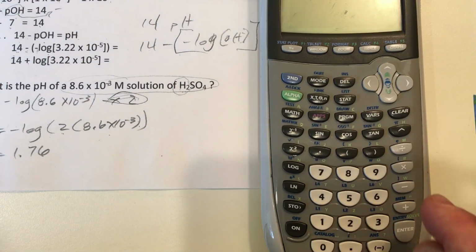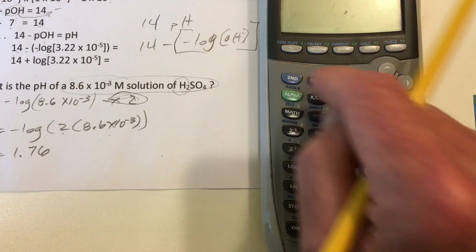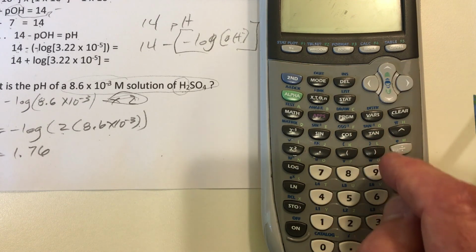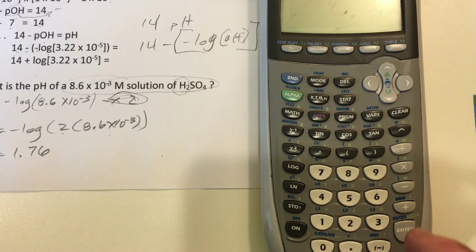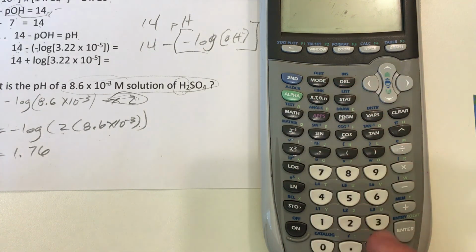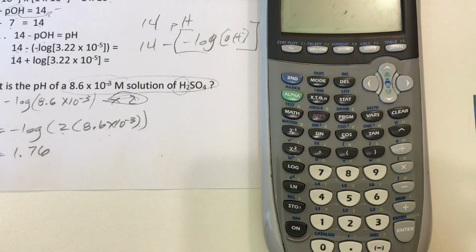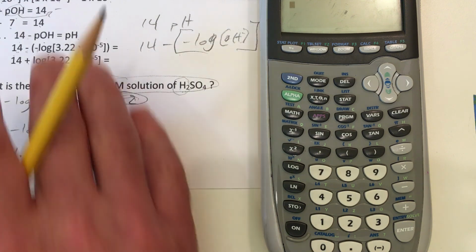So really what I should be doing is 2 times 8.6 second negative 3, answer, and that gives me 0.0172. Okay, and now I'm going to do negative log of, in this case I'll just type it in this way instead of doing 1.72 times 10 to the negative 2. I'll just type in that number the way it is, 0.0172, close parenthesis, enter. And again, I get 1.76.